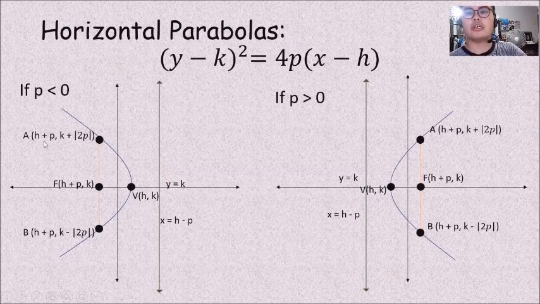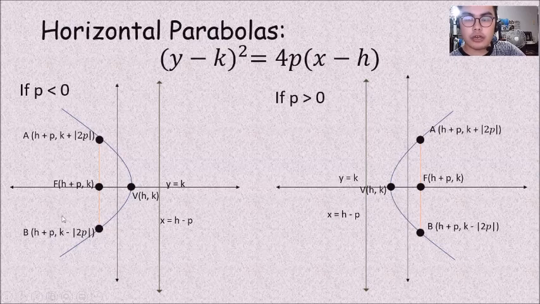So in order to get the latus rectum endpoints for the horizontal parabolas, the x coordinate of the focus must be equal to the x coordinate of each endpoint. So it must be the same in terms of x coordinates. However, there are differences in terms of y coordinates.